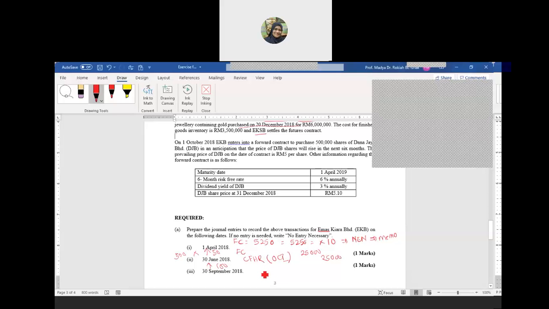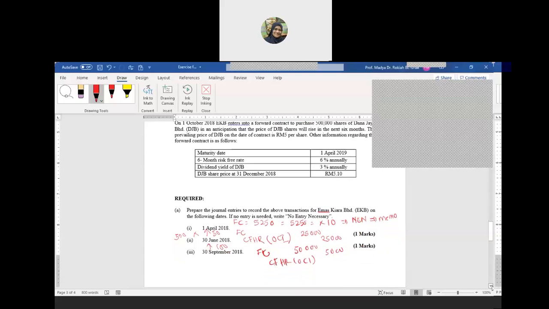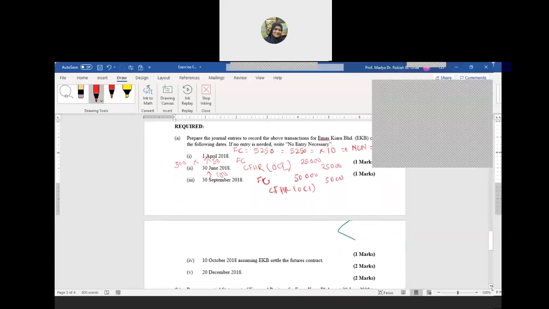Okay, future contract, and then the next one, cash flow hedge reserve, OCI at 25. Because there is an increase in the value, you debit the future contract and credit your cash flow hedge reserve. So that is what we have on 30th of September. Any other date that we have? Okay, on 10th of October.